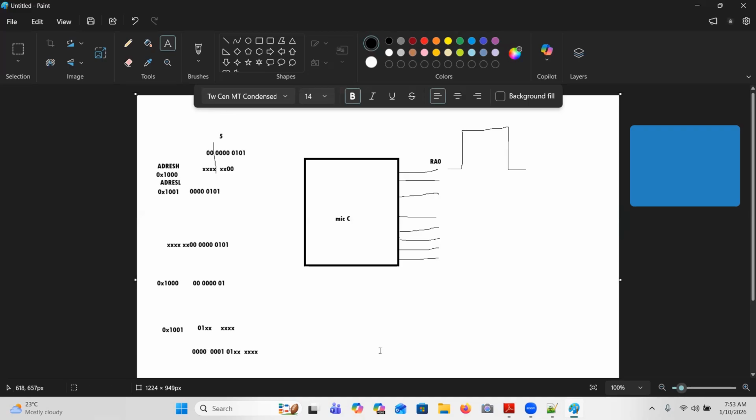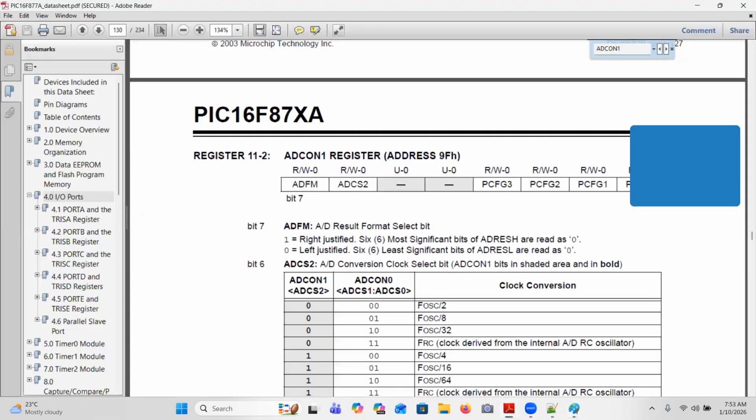If you look at this, the result is left justified, on this side. Got it now? The 10 bits are here. Agree? Yes, sir. That is how it is. So that is what they are trying to say, right justification and left justification. Now you understood, right?